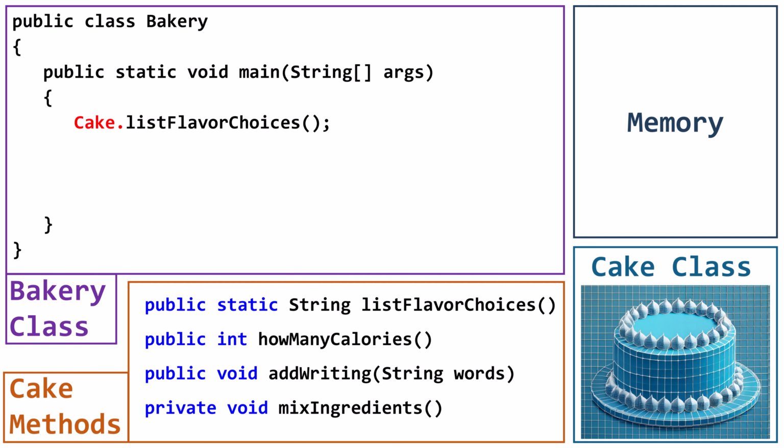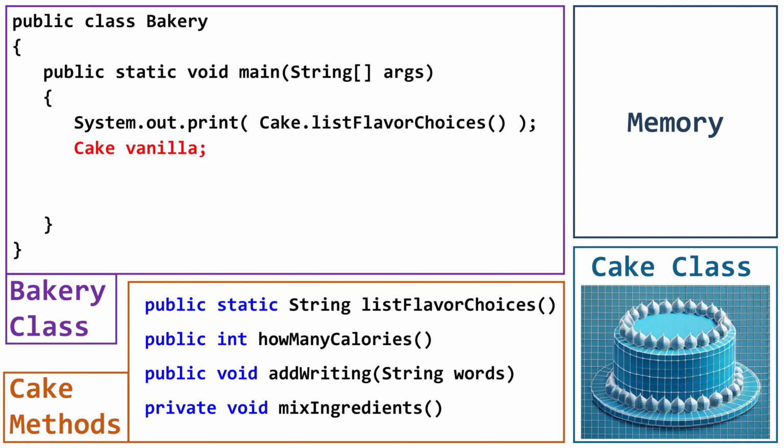We aren't doing anything with the return data, so the list of flavor choices will disappear into the ether. Let's print out the return string. Next, let's call the HowManyCalories method. This method is non-static, so it's a behavior that belongs to the individual objects. To call it, we need to create at least one object.